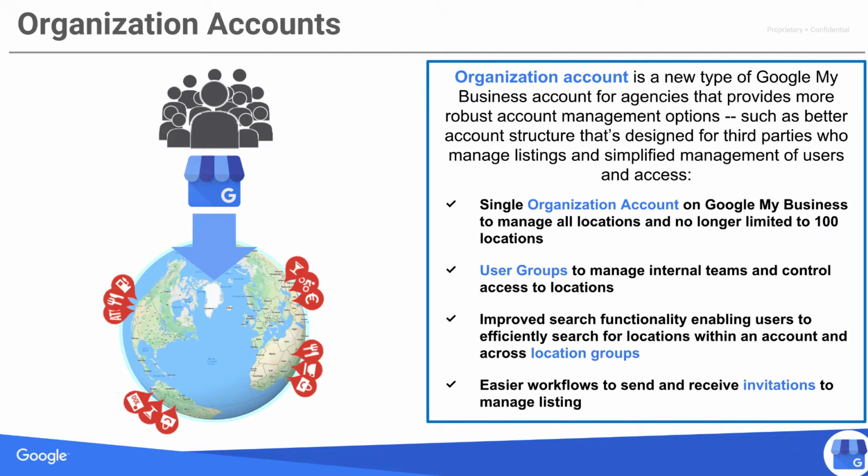So first of all, organization accounts are no longer limited to 100 locations per account. Secondly, we have a new feature called user groups that is there to manage internal teams and control access to different locations. Thirdly, we have improved search functionality within the account, and we have a new feature called location groups that allows you to bundle different locations together. And fourthly, we have easier workflows to send or receive invitations to manage particular listings for Google My Business.